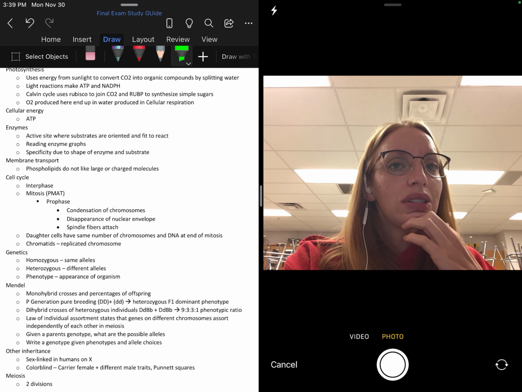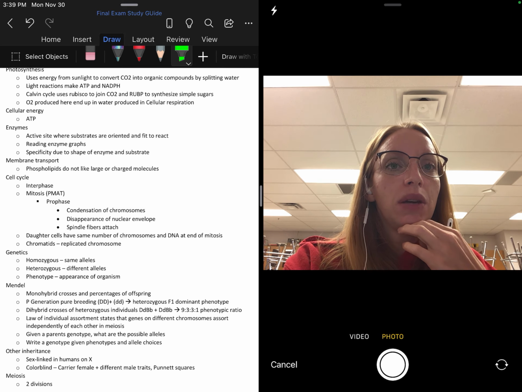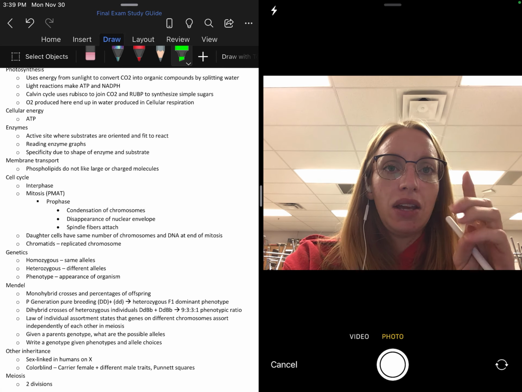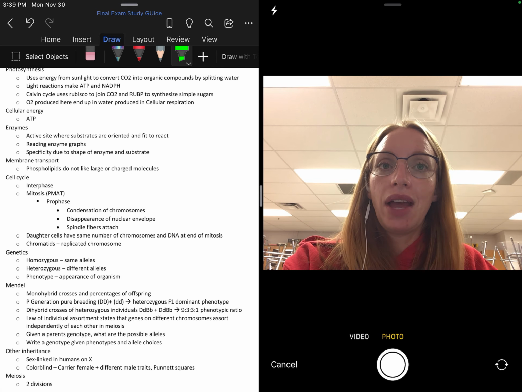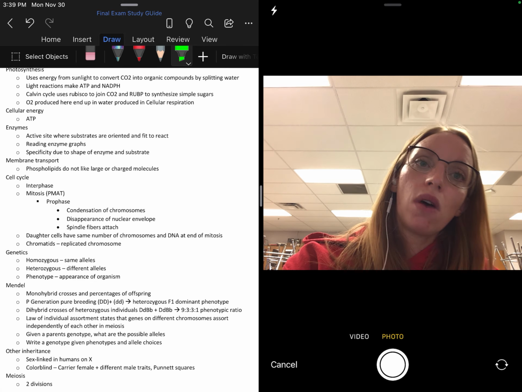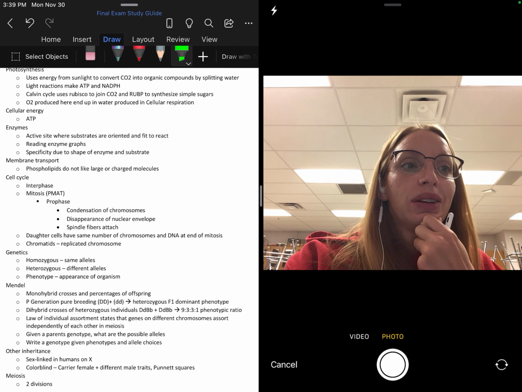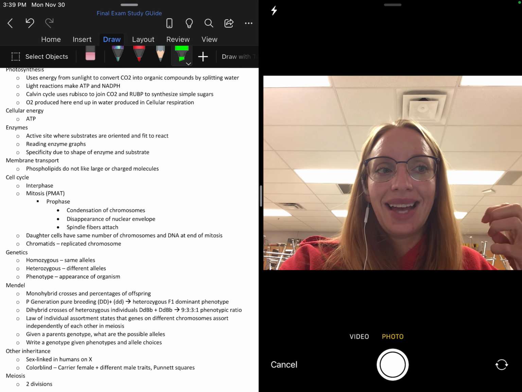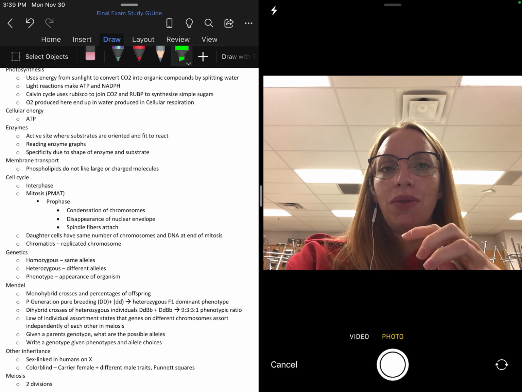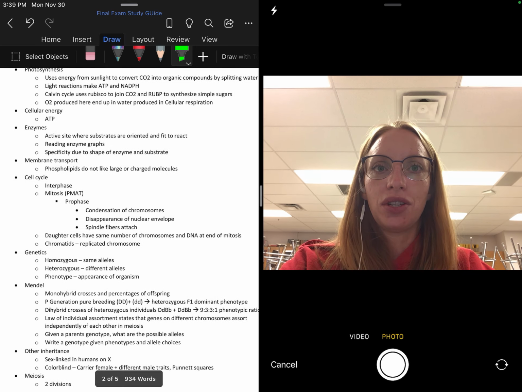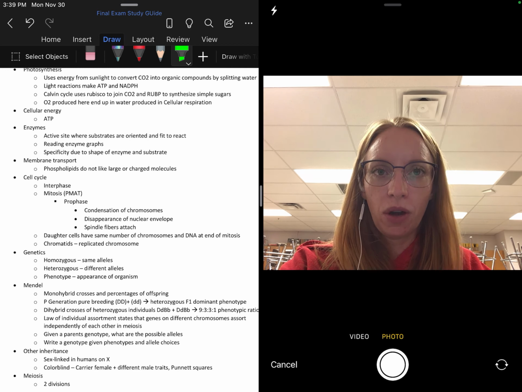Oxygen is produced as a byproduct of splitting water. And the oxygen produced here from the light reaction step will actually end up as water again in cellular respiration, because the oxygen becomes that last electron acceptor and it will join with hydrogen to make the water. So oxygen comes from water and it goes back to water. It's a full cycle.